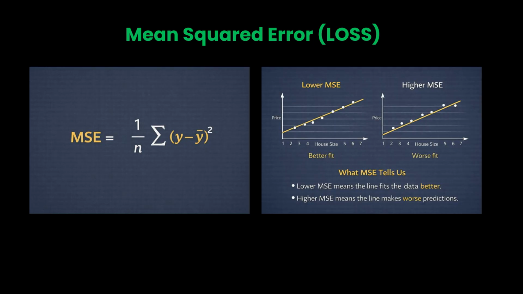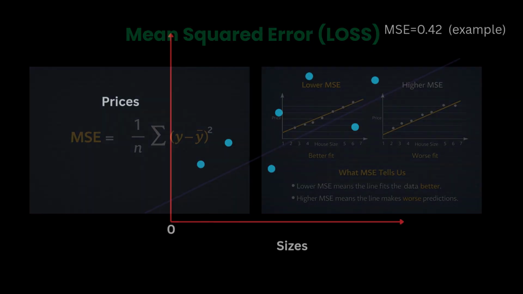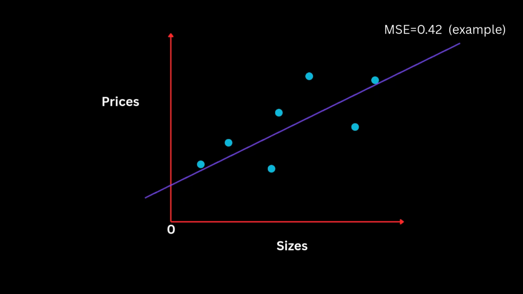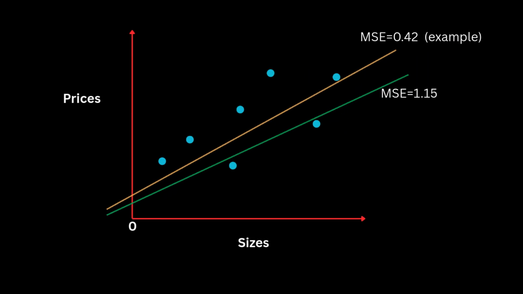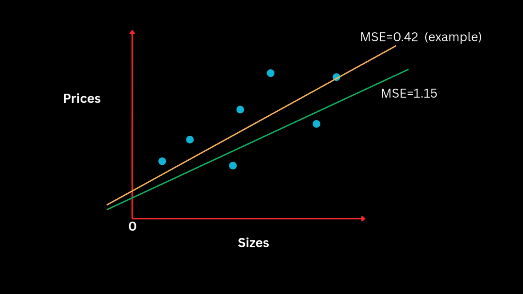So now we have a way to measure how bad a line is. The final question is, how do we change the line to make this number smaller? In the previous scene, we calculated something called mean squared error. This number tells us how bad a line is. Smaller number means better predictions.